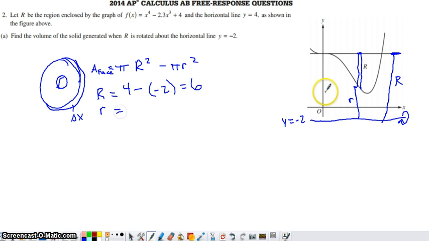Our small radius goes from the bottom of the slice. The bottom of the slice, no matter where we draw the slice, is always on f of x. So it's going to be f of x minus -2, or f of x plus 2. And so the volume of this one washer can be found approximately with this pi big R squared minus pi little r squared.